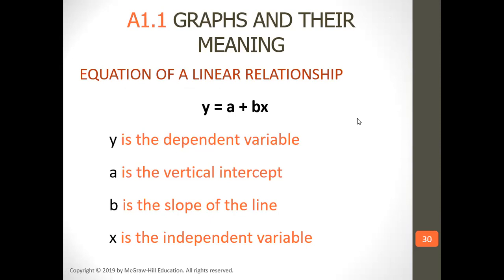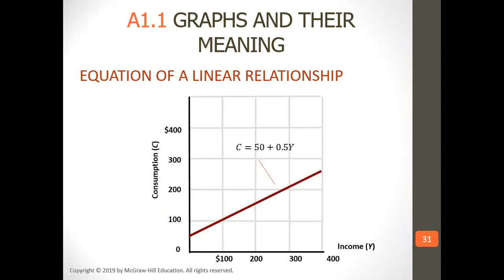So this is the equation for the line. Y is the dependent variable. A is the vertical intercept, where it hits the vertical axis. B is the slope. It's like how much it's going up. And X is the independent variable. So in this case, can somebody tell me what the vertical intercept is of this equation?